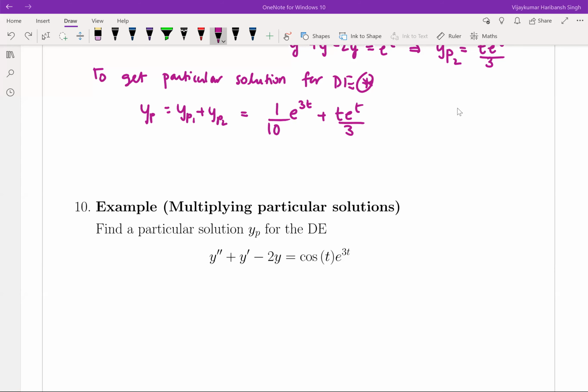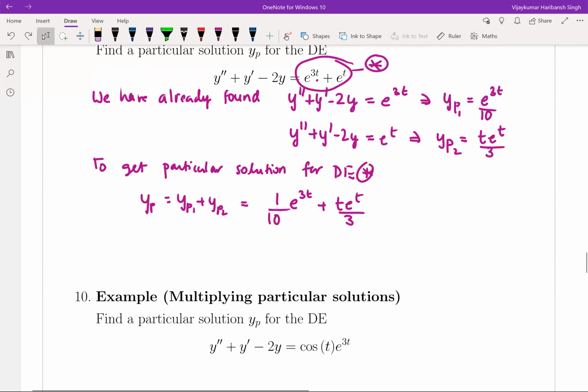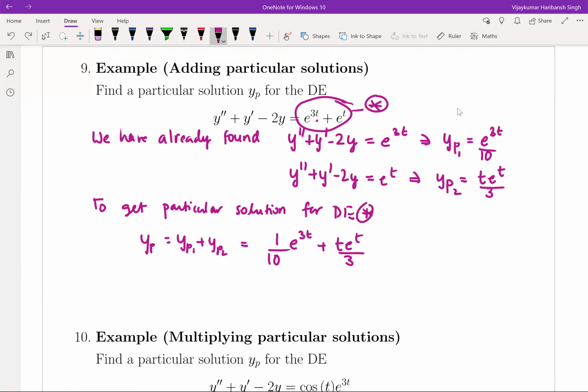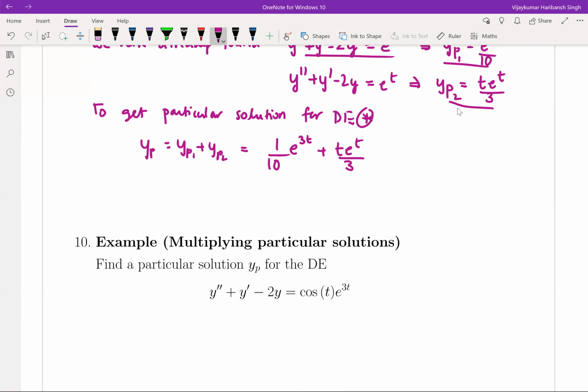So this is a case where, instead of, see, here two things were added, and then we found their particular solution was to take the individual particular solutions and add them up. Now what if you have two functions multiplied? And then how do we find out the particular solution? So this is a product.